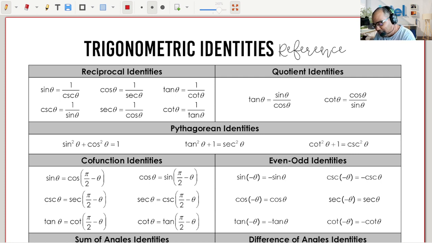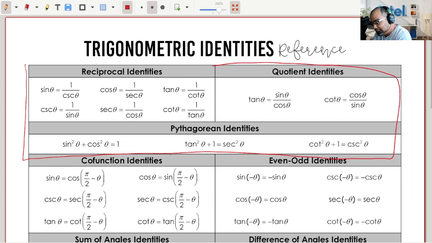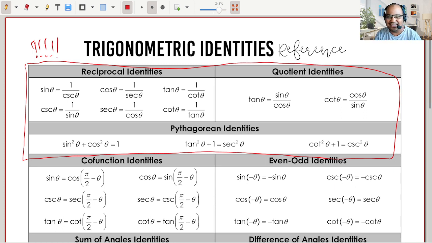First off, everything up here, the reciprocal identities, the quotient identities, and the Pythagorean identities, all of those you must know like the back of your hand. The reciprocal identities actually follow from thinking about this in the classical sense, where you think about a right triangle. Sine and cosecant are reciprocals. Sine is opposite over hypotenuse, so that makes cosecant the reciprocal, hypotenuse over opposite. Once you have the sine, you get the cosecant for free, and conversely.